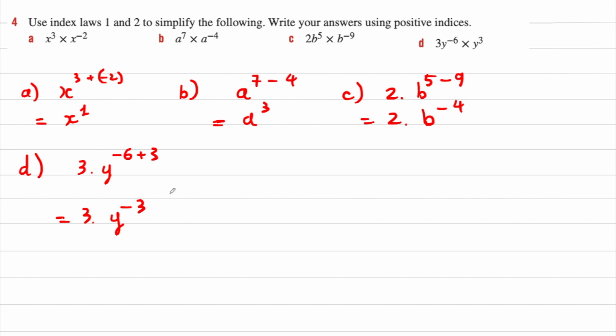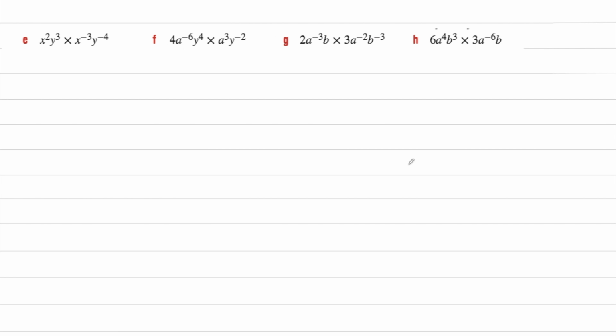Question D, we finish. Oh, sorry. We have to convert this a little bit using positive indices. For this one, b squared over b to the power of 4. And for this one, 3 over y to the power of 3, by this writing. Correct answer. Question E.